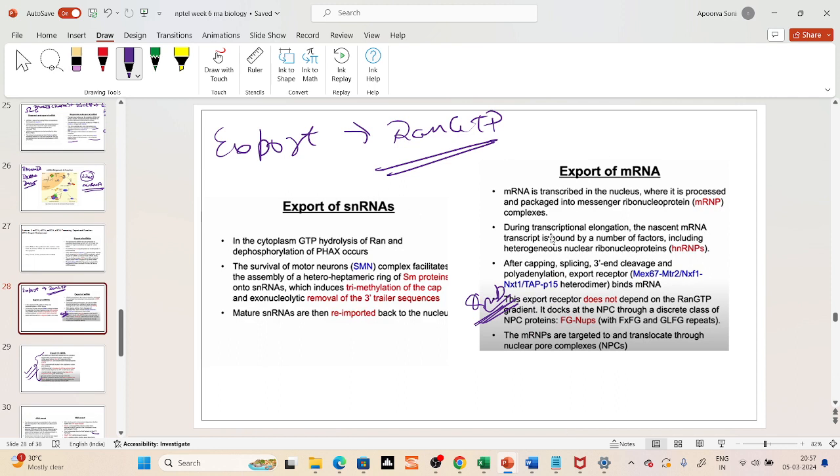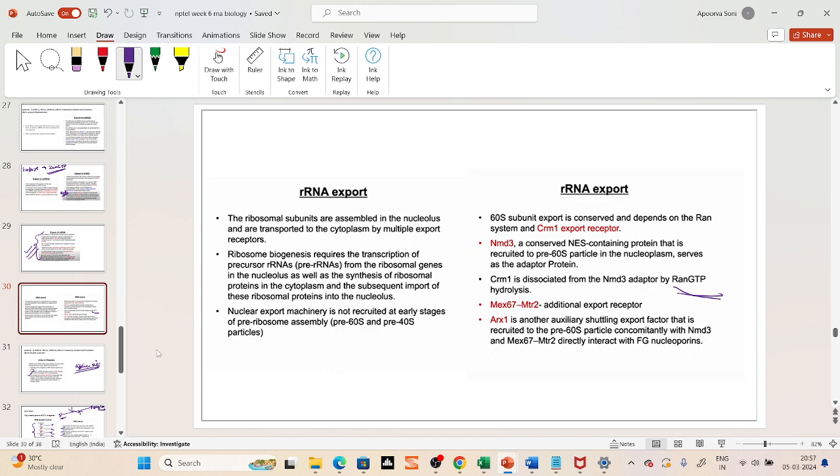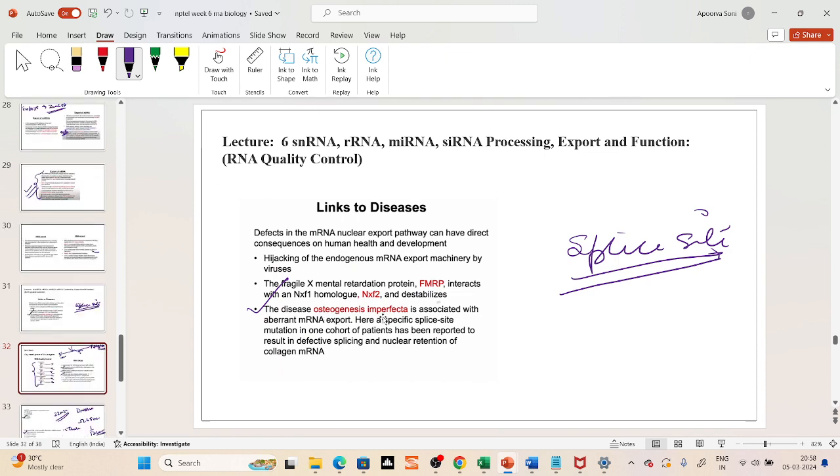Then we come to the mRNA. An important point in mRNA is that RAN GTP is not required. Instead, you have FG NUPs which are required. Then you can read about rRNA export. For rRNA export, the receptor is CRM1, and there is an additional receptor, MEX67 MTR2, and an additional export factor, ARX1, which is required. Then these are the diseases which are linked. If the export and import is improper, an important disease is osteogenesis imperfecta.